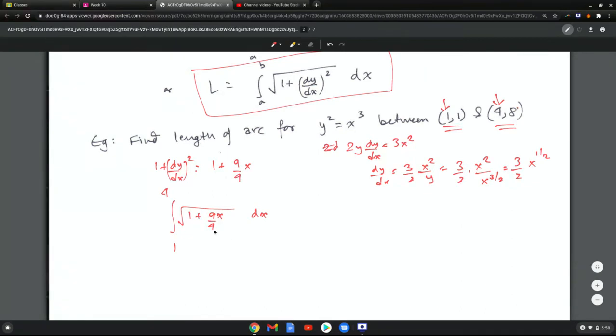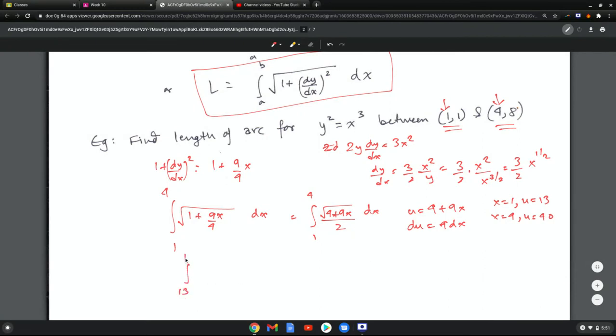Now, let's say I don't want to deal with the fractions, so I take the LCM and I end up with the square root of 4 plus 9x dx, all divided by 2. Now I sub in u equals 4 plus 9x. du is 9 dx. We have seen integrals of this form. This is a special strategy where you just sub everything as u and things work out. When x is 1, u is 13. When x is 4, u is 40.